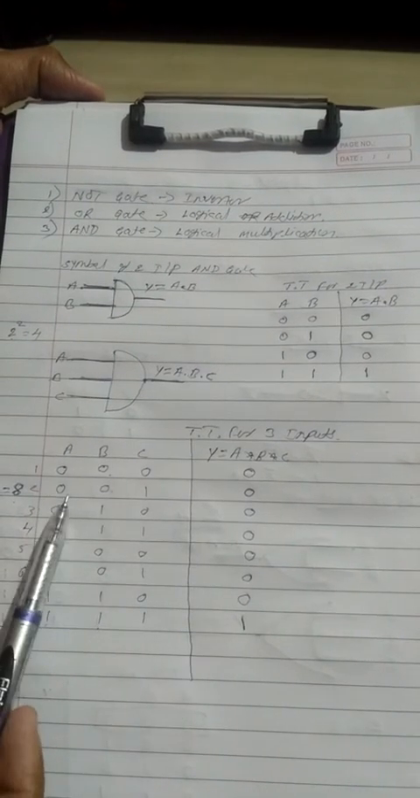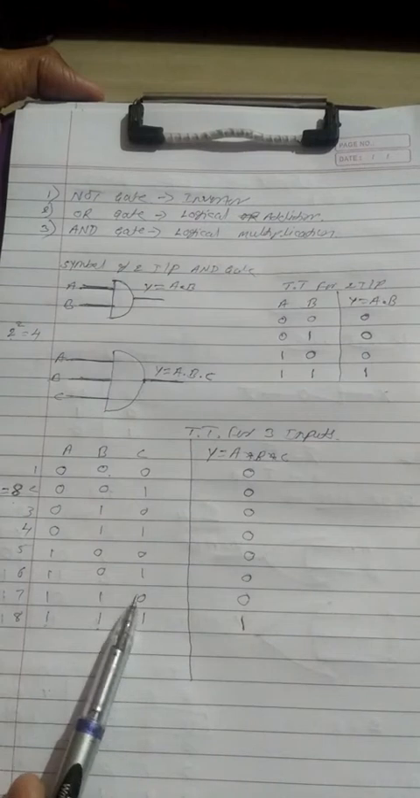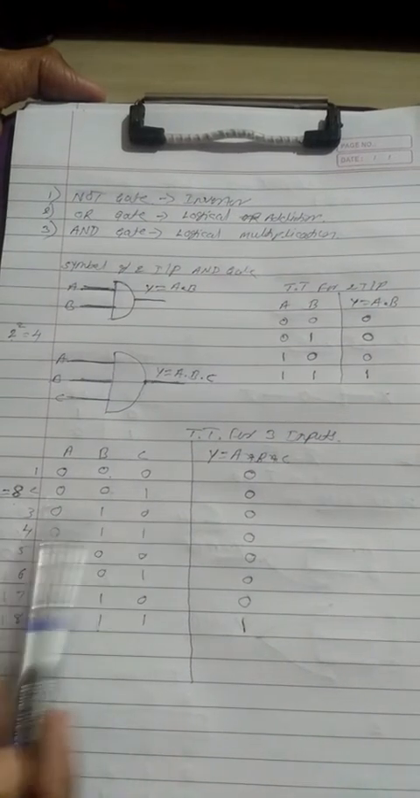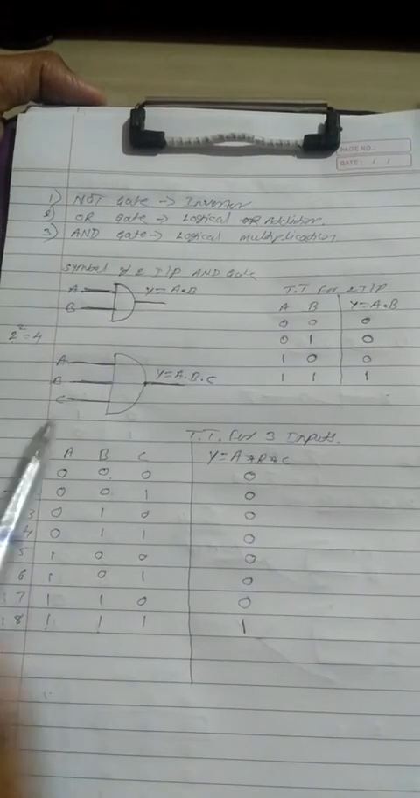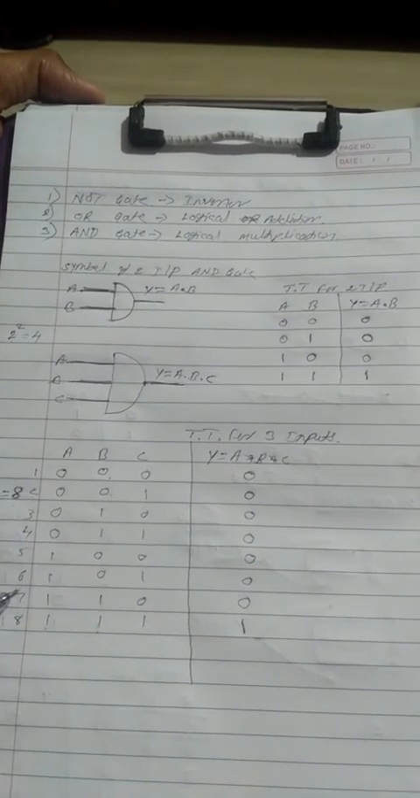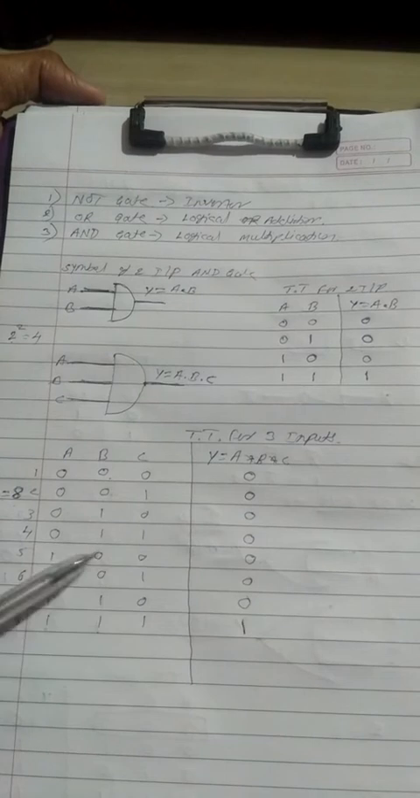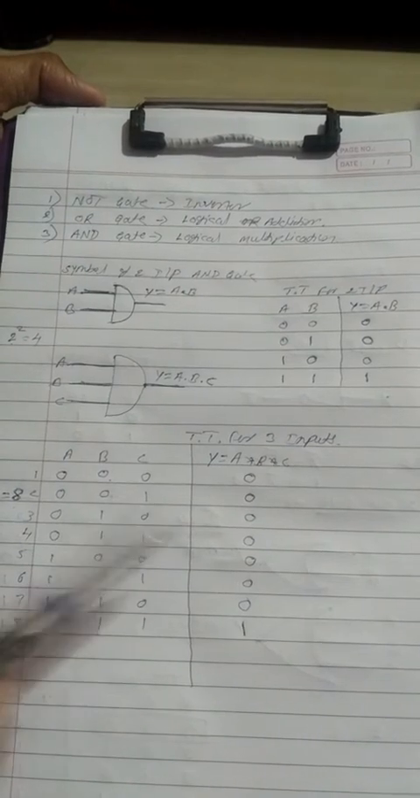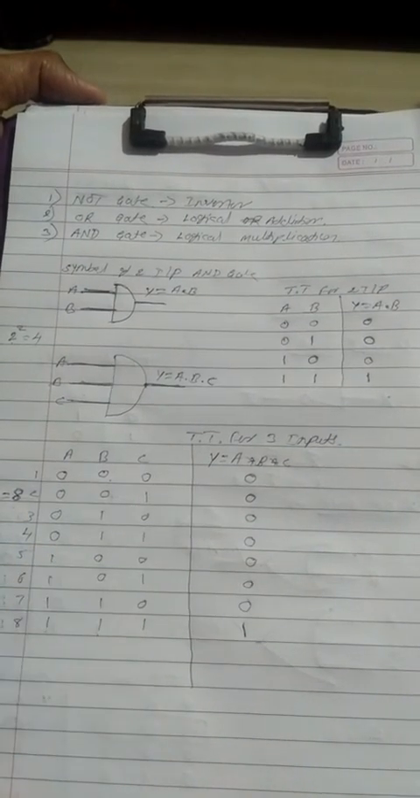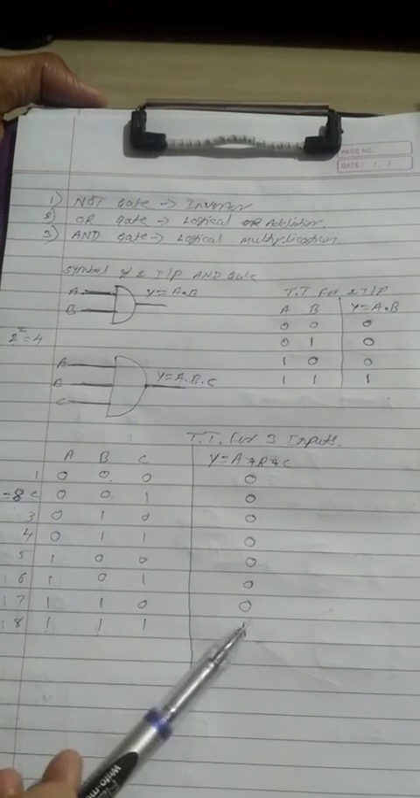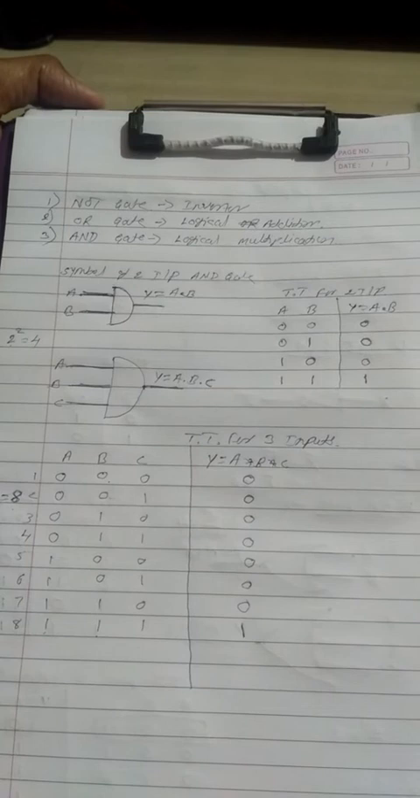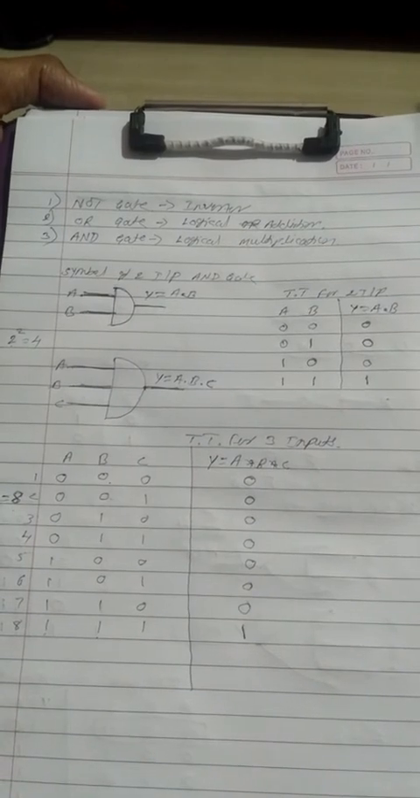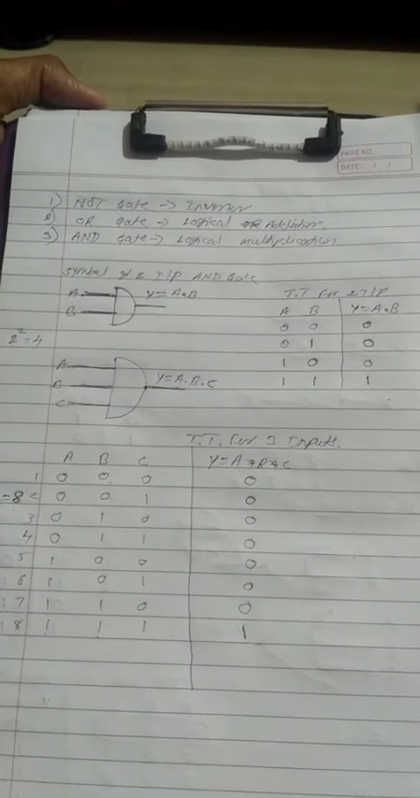Any one of the inputs is 0, in that row the output becomes 0 only. See, in all the 7 rows, at minimum one input is 0, then the output becomes 0 only. And when all the inputs are 1, then its output is 1. So simply I will tell you that OR is an addition, and this is multiplication. When all the inputs are high, then only the output is high.